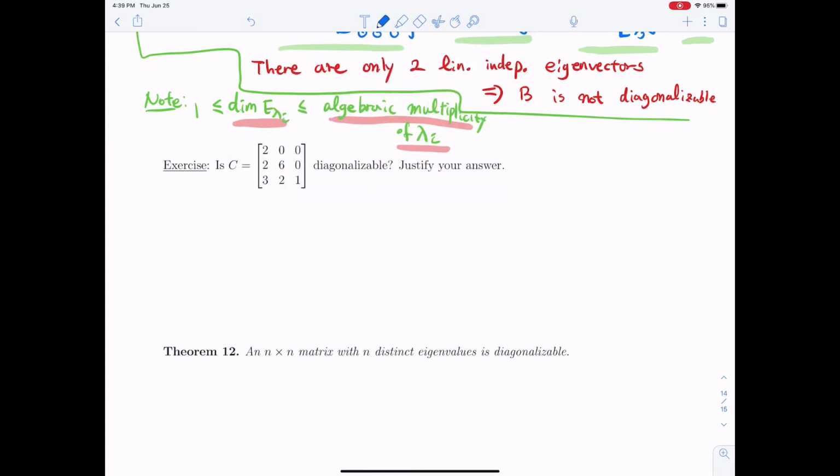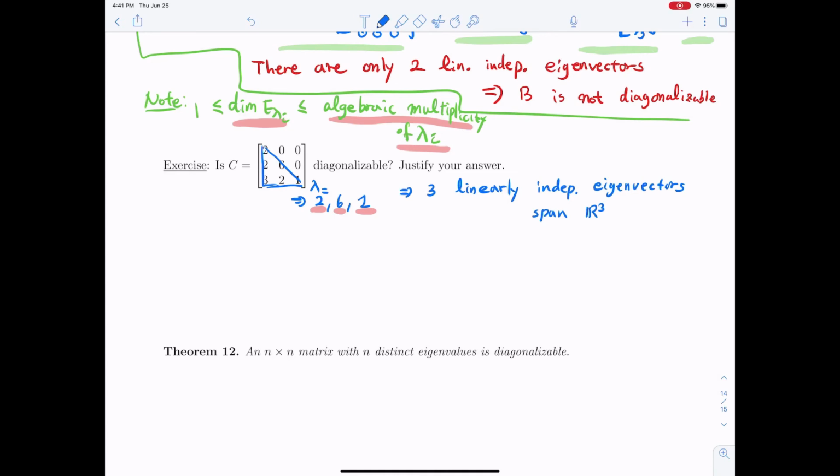So let's work on this problem together. First of all, we know that C is given by a triangular matrix. So the eigenvalues are 2, 6, and 1. And if you have 3 different eigenvalues, then we can find 3 linearly independent eigenvectors corresponding to these eigenvalues. Which means we get 3 linearly independent eigenvectors that span R^3. So C should be diagonalizable.